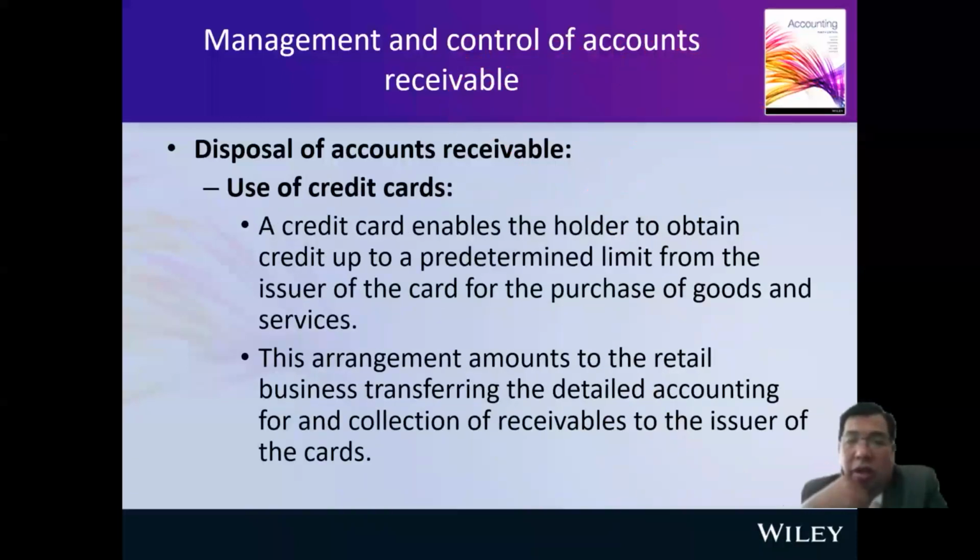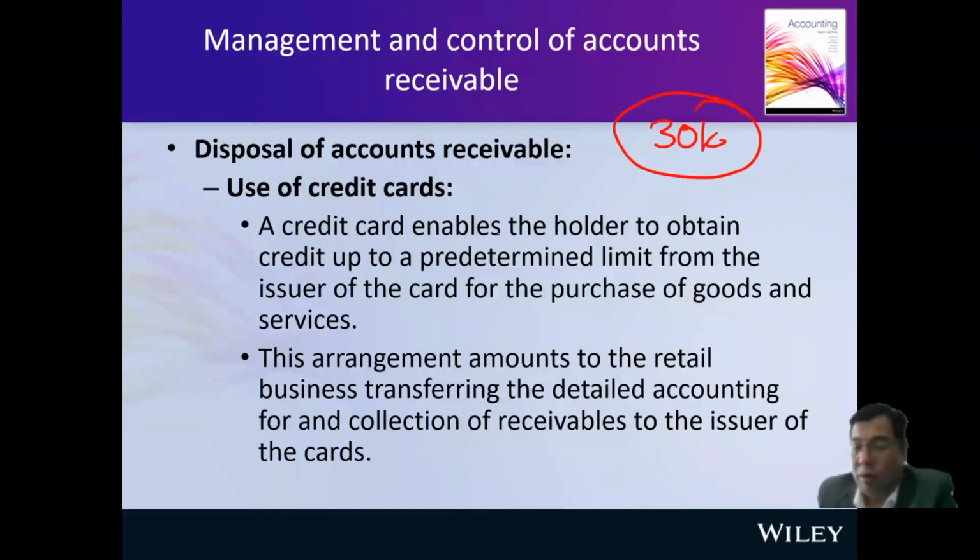Okay, disposal of account receivable. Another way is by using a credit card. A credit card enables the holder to obtain credit up to a predetermined limit from the issuer of the card for purchase of goods and services. This is a very common practice. We don't borrow from the shop, but we use a credit card. For example, the bank gives you a credit card, maybe $30,000. So you can shop for any goods or services up to 30,000, and the bank will pay the sellers.